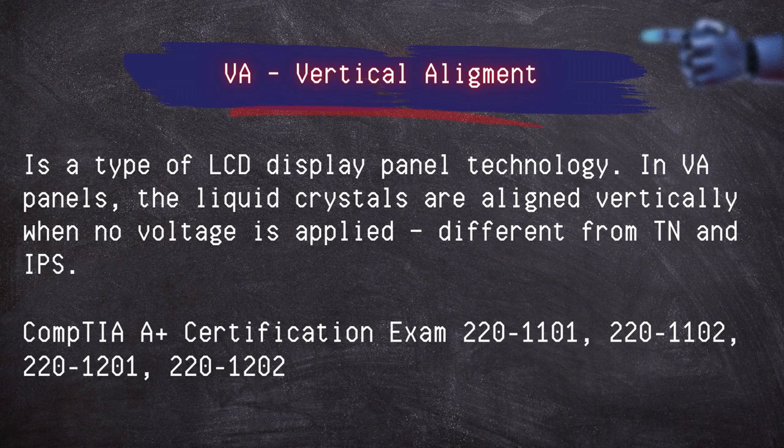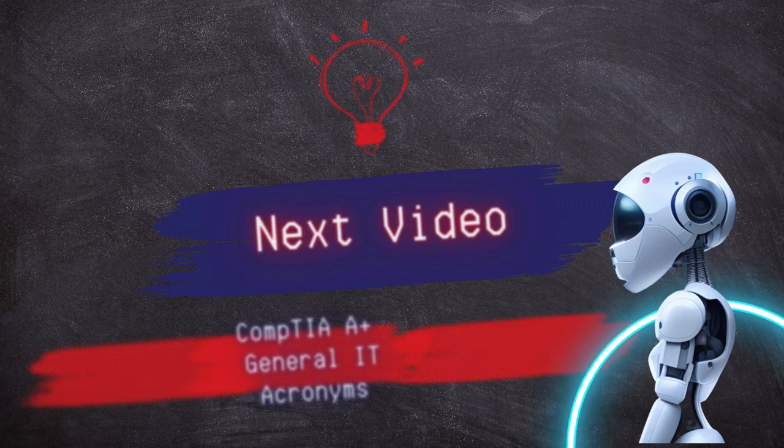VA, or vertical alignment. It is a type of LCD display panel technology in which VA panels, or the liquid crystals, are aligned vertically when no voltage is applied. The difference from TN and IPS. Now that wraps up the display and media acronyms.